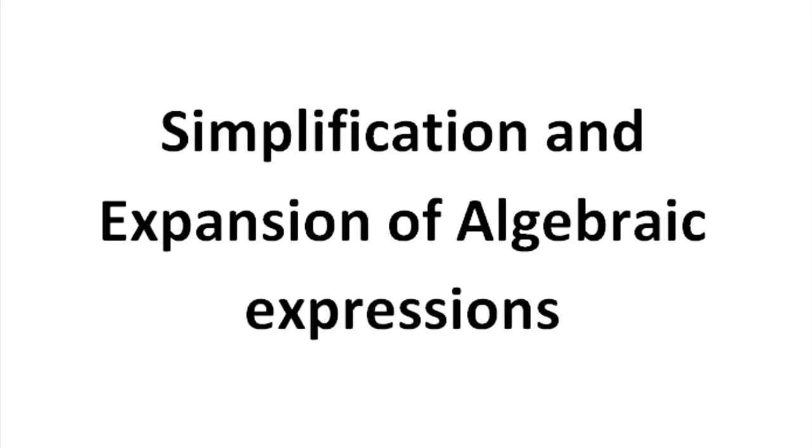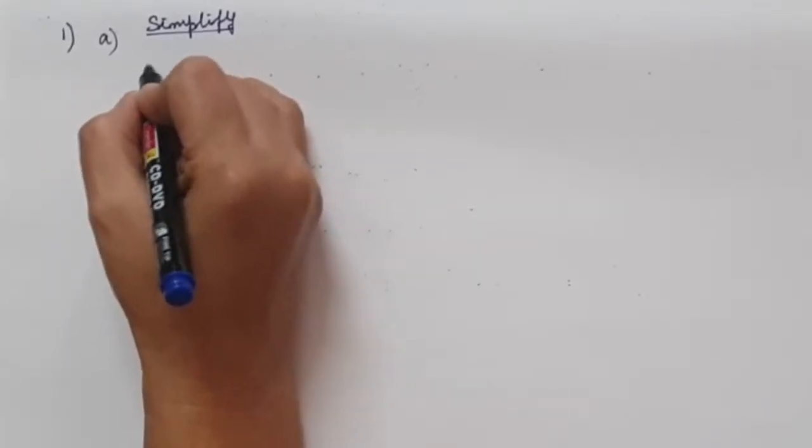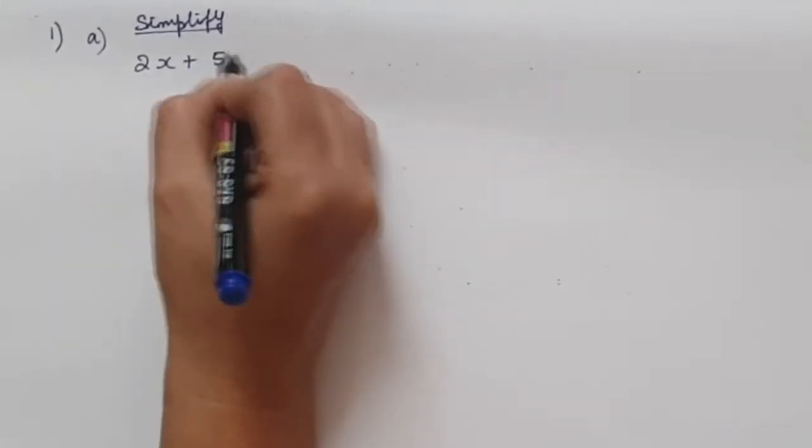Simplification and expansion of algebraic expressions. When simplifying algebraic expressions, we need to concentrate on the like terms. Let us see how to do this. Now the first question, A part, 2x plus 5x.